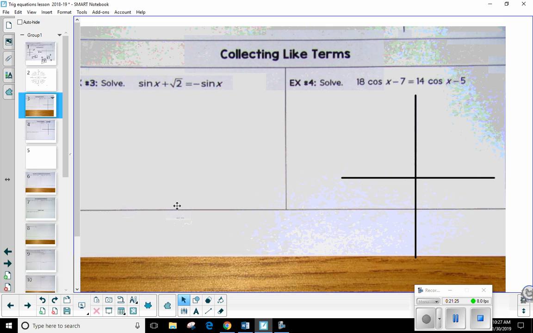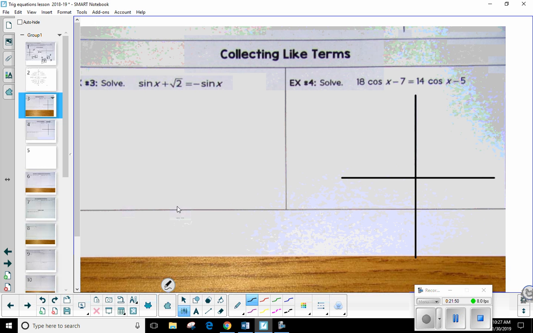Okay, now for number 3, let's find all solutions. That means I want to write my answers in a general form. The only time you won't write your answers in a general form is if you're given a specific interval. Is everybody okay with that? So this one, I'm going to get you to the point where we have sine equals, and then I'm going to turn it over to you and let you take it the rest of the way.